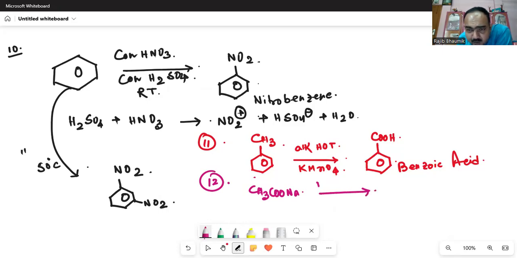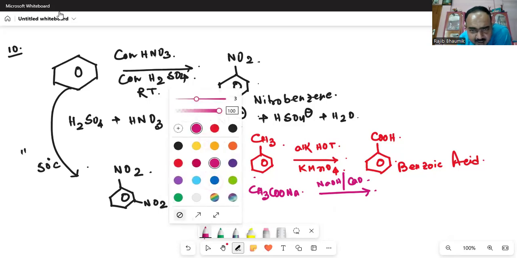Heated with soda lime. Soda lime means sodium hydroxide slash calcium oxide. The mixture is known as the soda lime mixture. Soda stands for sodium hydroxide. Lime stands for calcium oxide. So this is decarboxylation. It is very simple. The answer is also simple here.